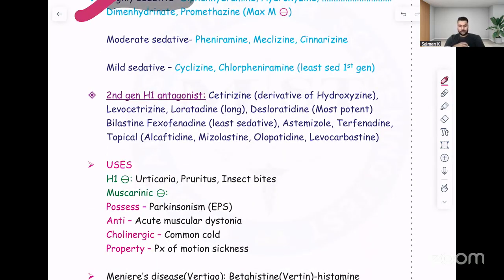Now, in this less sedative group, who produces more sedation? Cetirizine. Cetirizine is the most sedative in the second generation. But if you see, it is producing good amount of sedation, although it is in the second. Who's the least sedative drug? It is fexofenadine. This is important for exam. Fexofenadine is the least sedative drug from this topic.